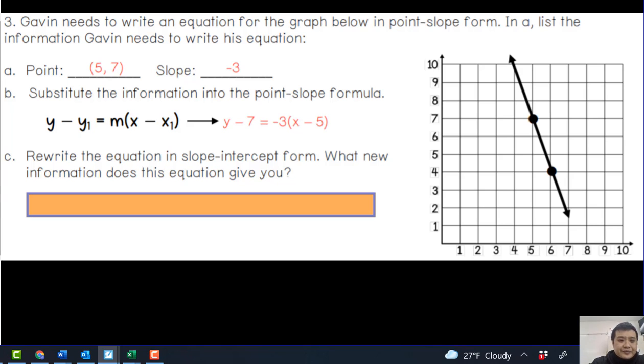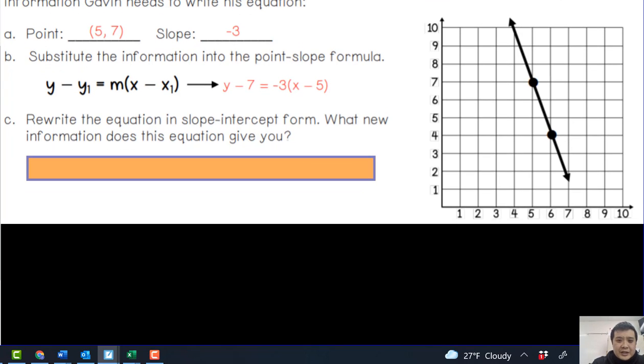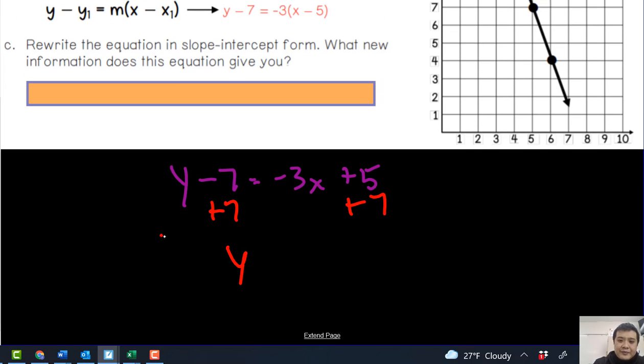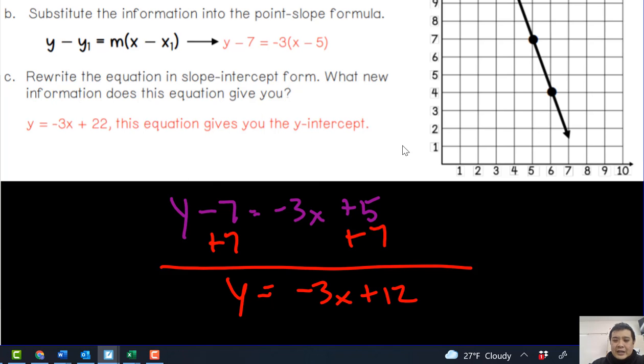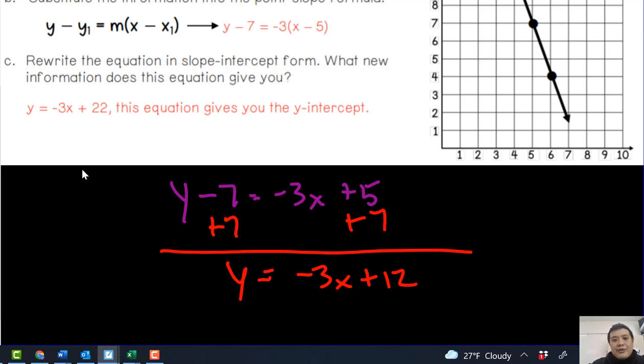So what that becomes is y minus 7 equals -3x plus 15. We're going to add 7 to both sides. And what we get is y equals -3x plus 12. And again, the information we get, well, the last one was point slope, so we got 1 point and the slope from that equation. But here we get the slope-intercept, so we get the y-intercept inside this, which is 0, 12. Okay.